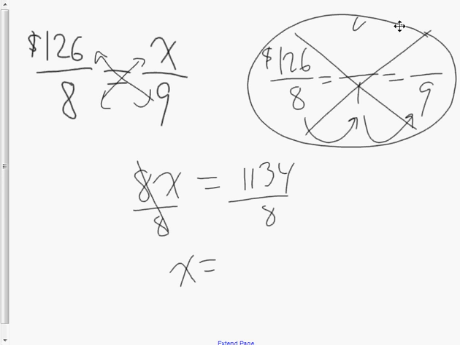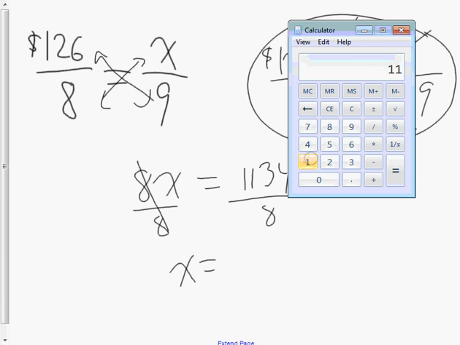So x will equal whatever 1134 divided by 8 is, which is $141.75. So if it's $126 for 8, it'll be $141.75 for 9 of them.